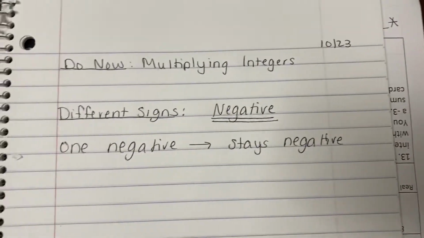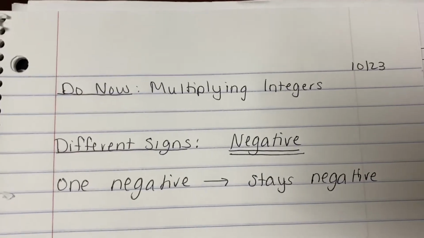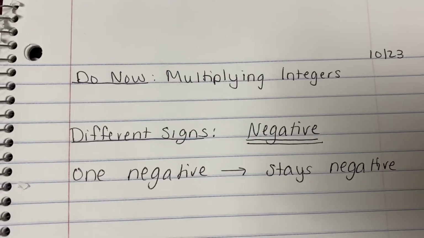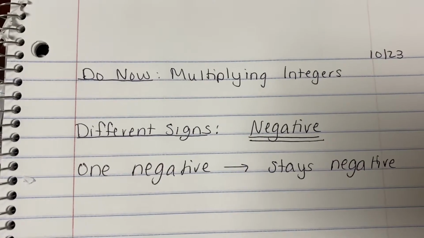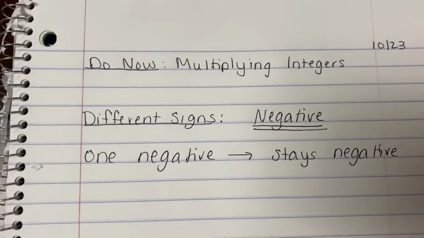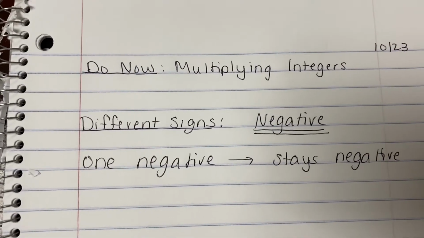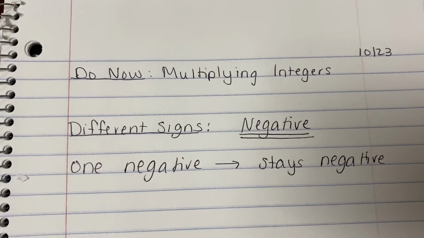Okay, welcome back. Today we are multiplying integers. We have moved on from adding and subtracting integers. We are starting multiplying now. Multiplying and dividing integers have different rules from adding and subtraction. So right now you're copying down the do now, multiplying integers, write 1023 as a date, and copy these notes.